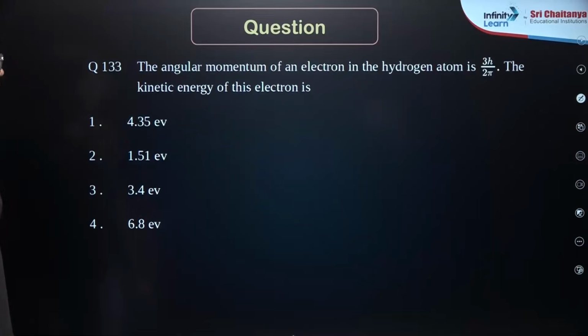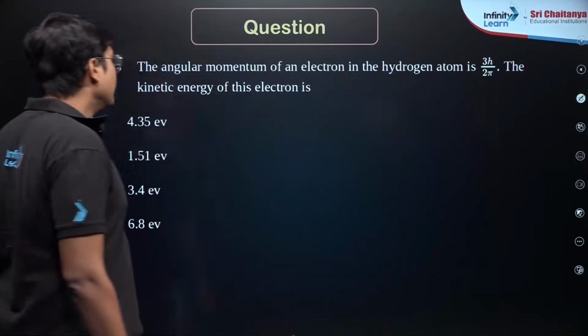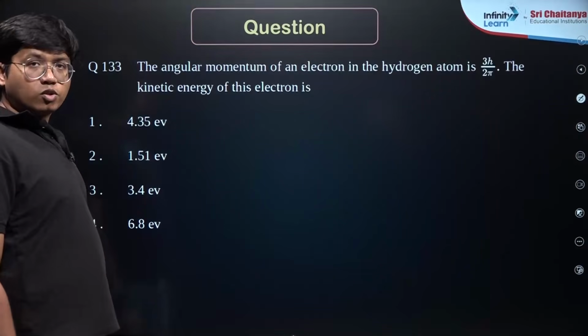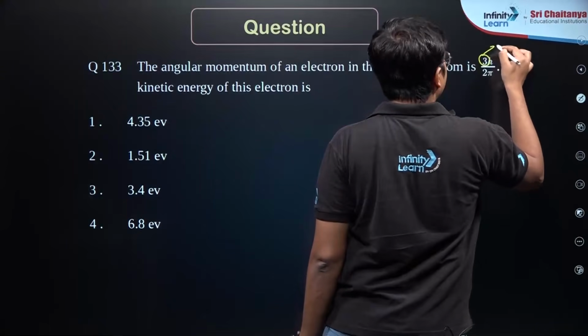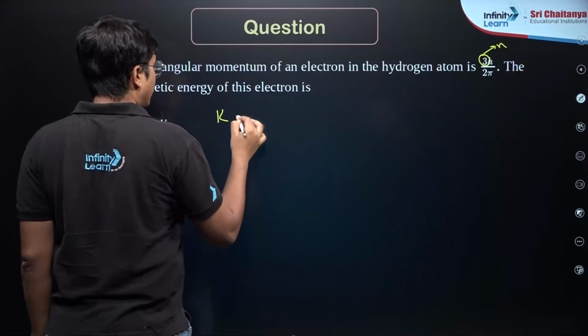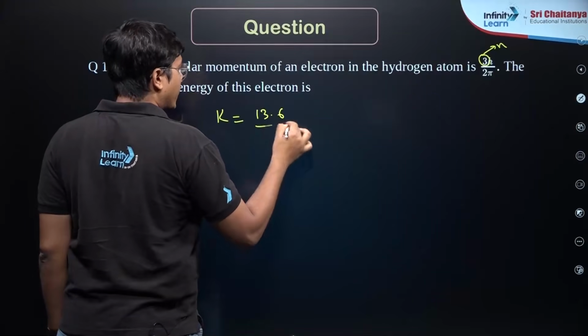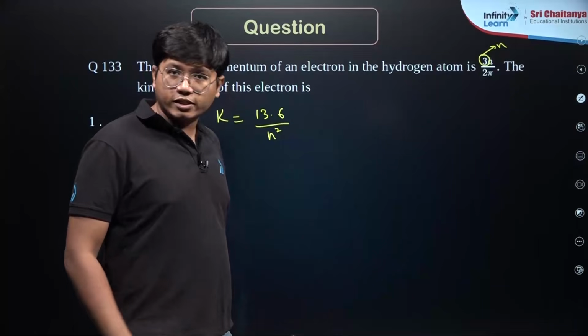Okay. This one says the angular momentum of an electron in the hydrogen atom is 3h by 2 pi. The kinetic energy of this electron is going to be what? So if it is 3h by 2 pi, I know this 3 is equal to n, and the kinetic energy is 13.6 by n square. You might think, isn't that total energy? No. Total energy is minus 13.6 by n square.